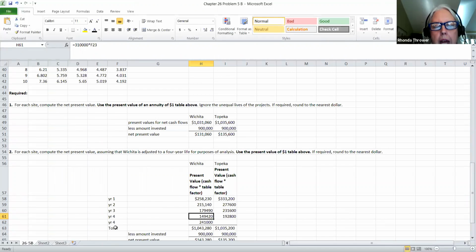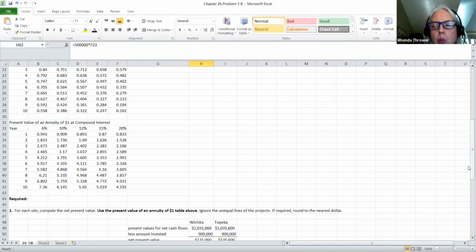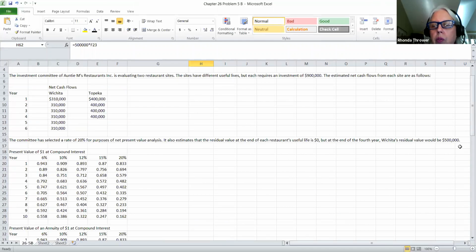Now notice I've added one more line here, and I've got year 4 out here because at the end of year 4, we're also expecting a residual value which is worth 500,000. So we think that we could sell this truck and it would actually be worth 500,000. Or it's not a truck, is it? It's a restaurant that we're talking about here. But I think in your problem, you're going to be using a truck. But anyway, Wichita's residual value is going to be 500,000.